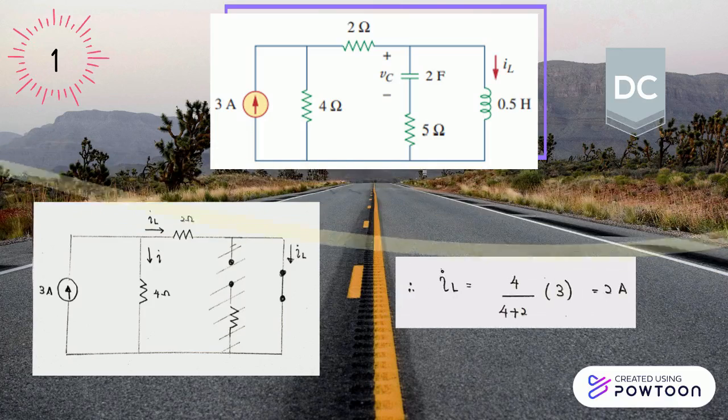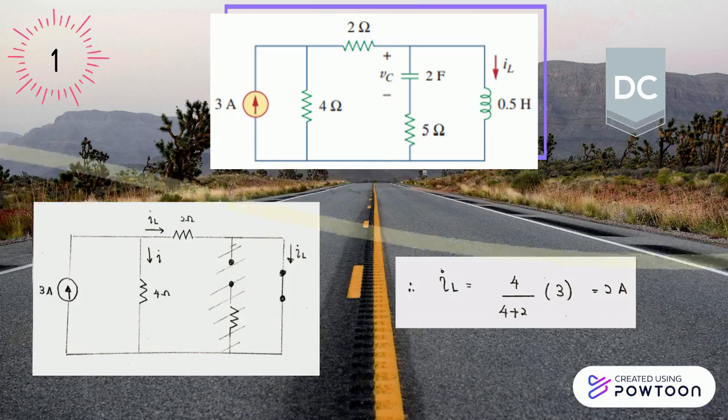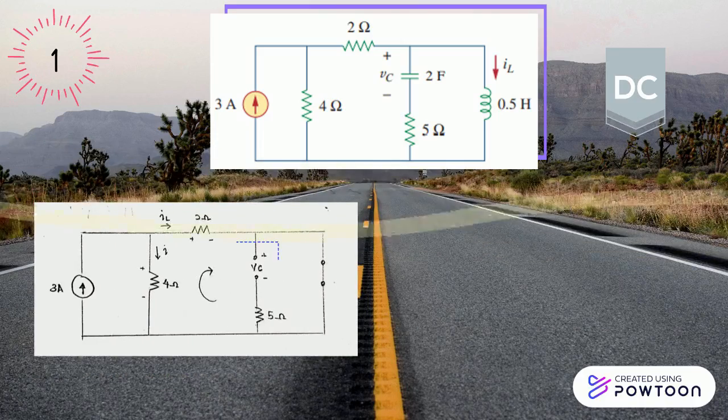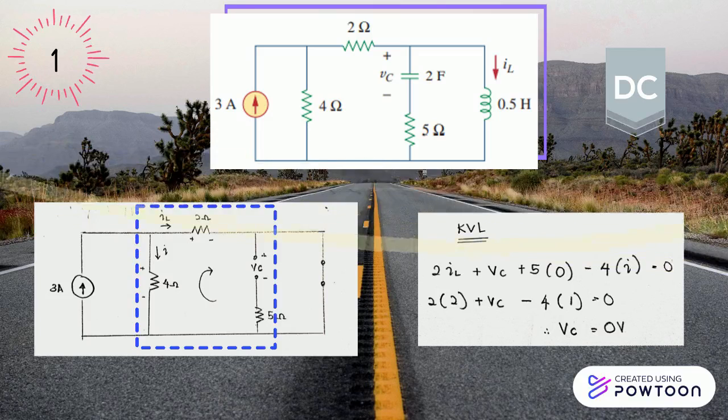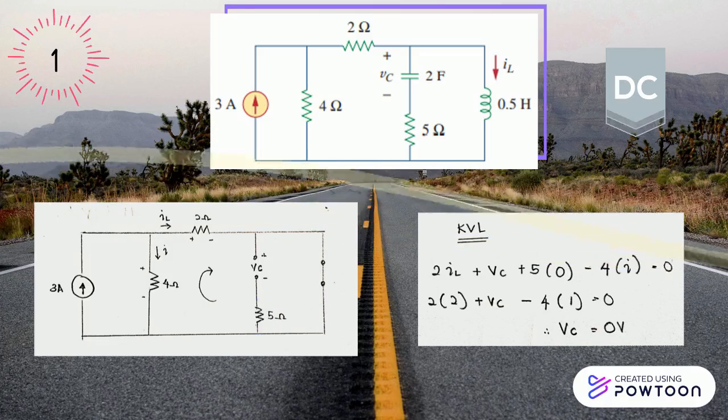In order to find IL, we can use current division and we get the value of IL equal to 2 ampere. The easiest way to find the voltage across the capacitor VC is by applying KVL to the middle of the circuit. We can neglect the 5 ohm resistor because the current through it is 0 because of the incomplete circuit. So we get VC equal to 0 volt.